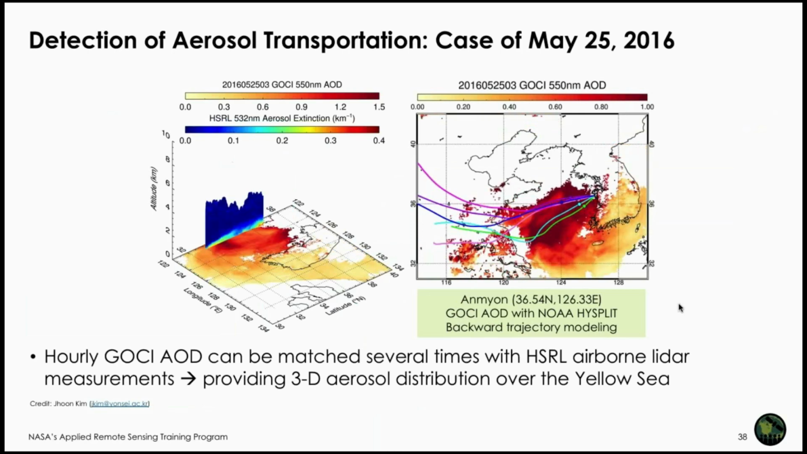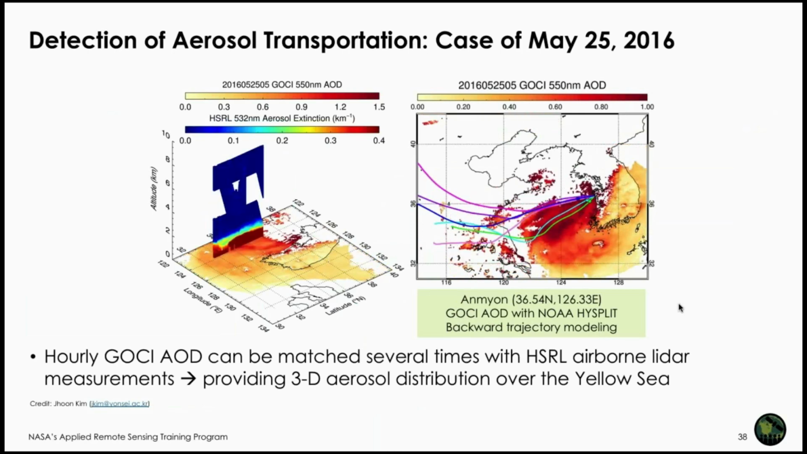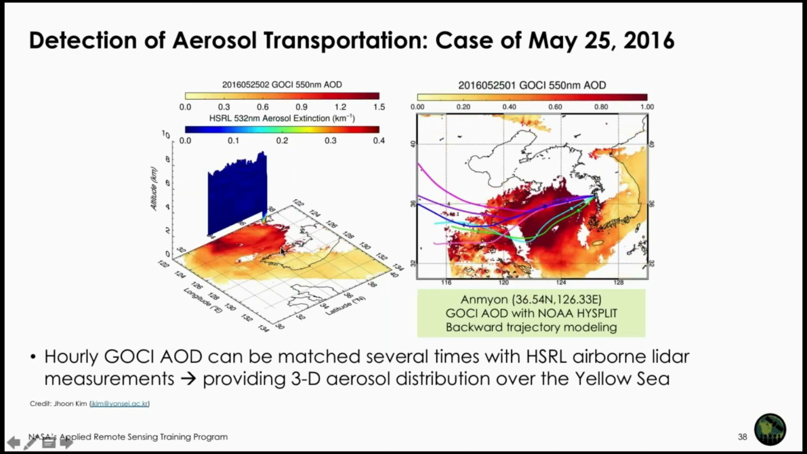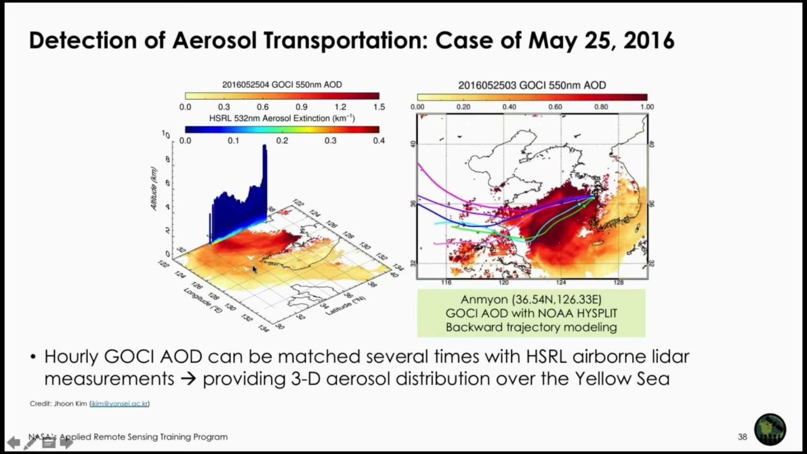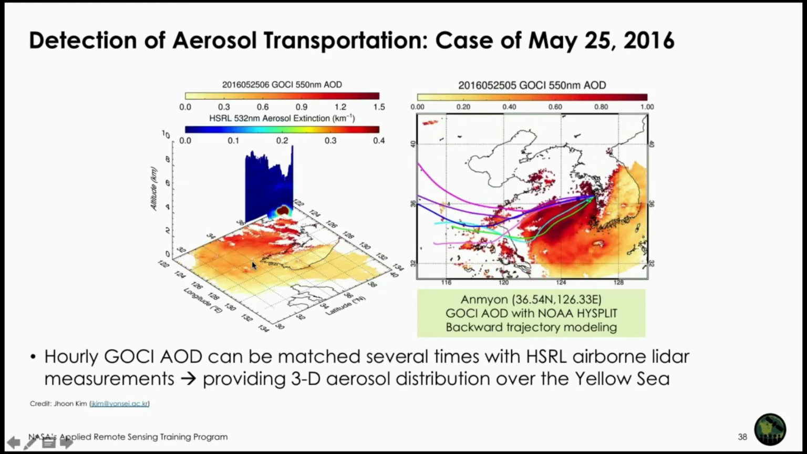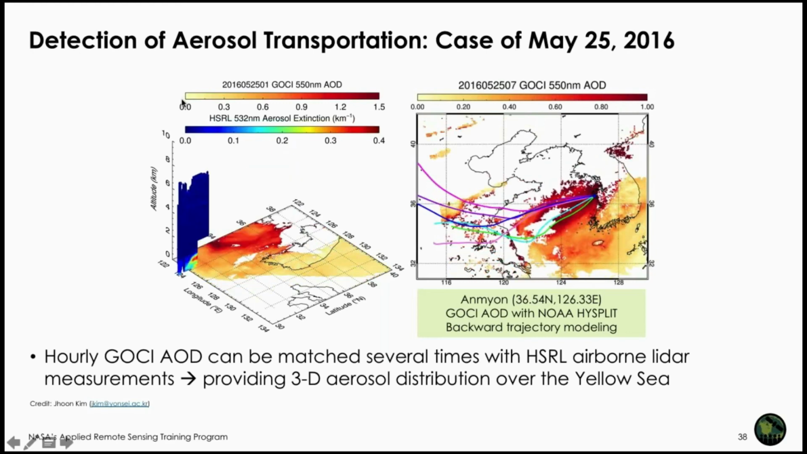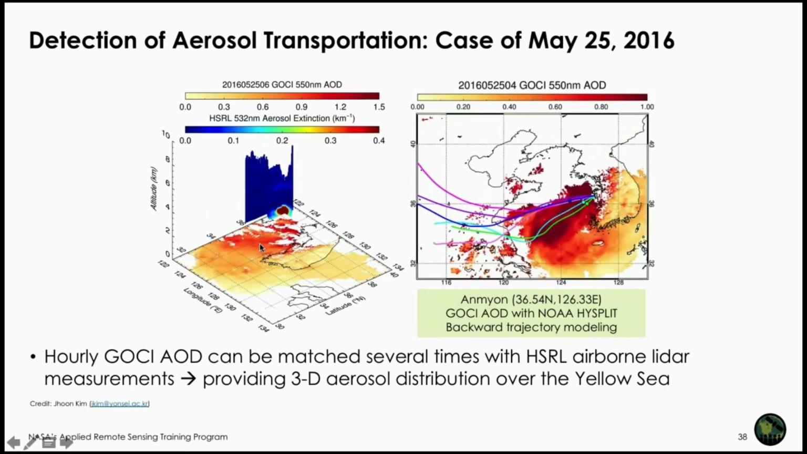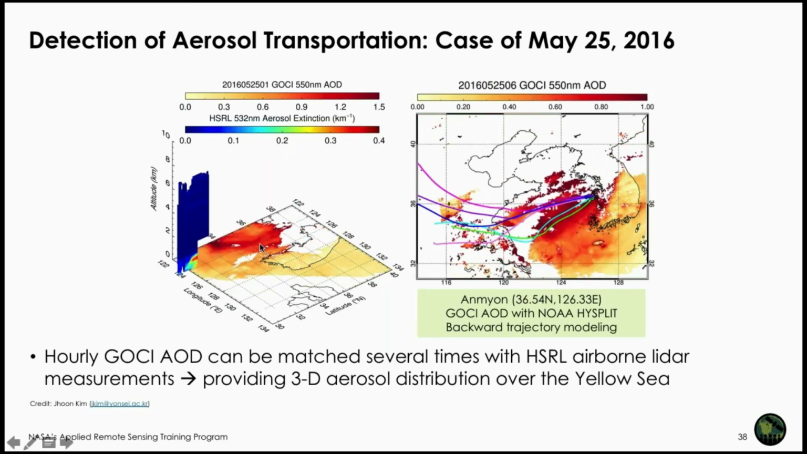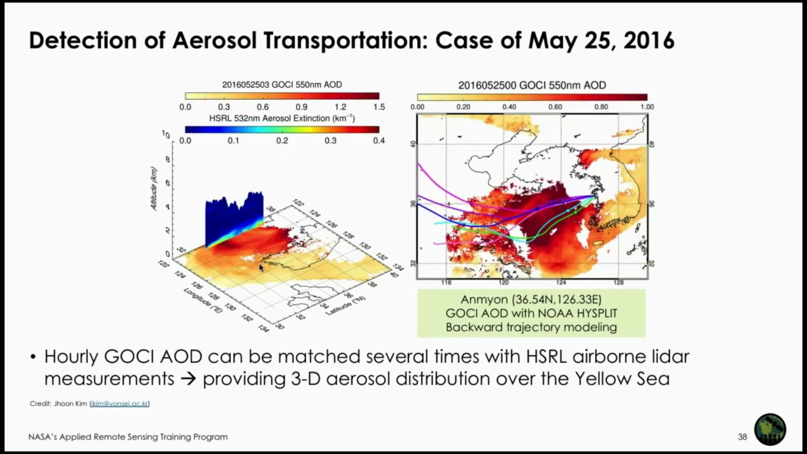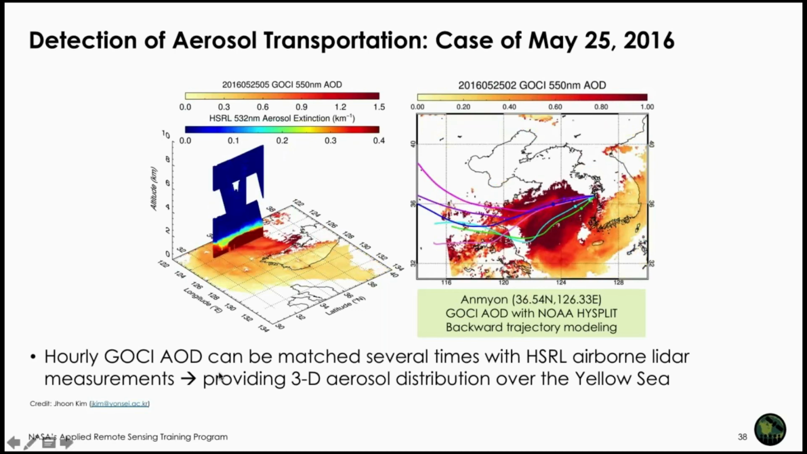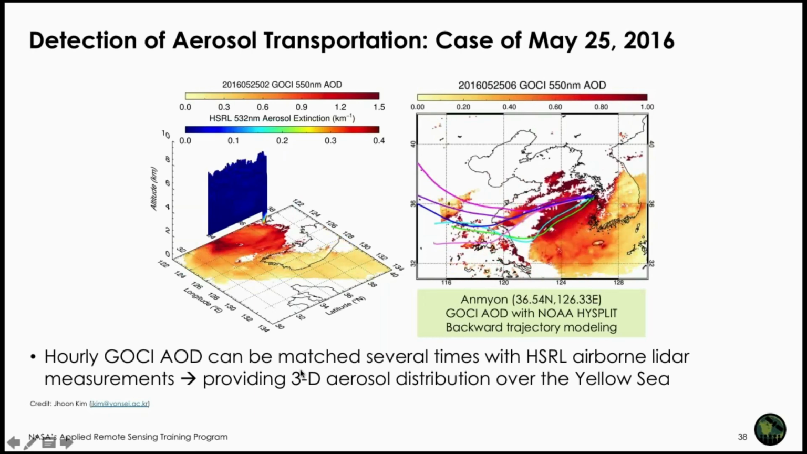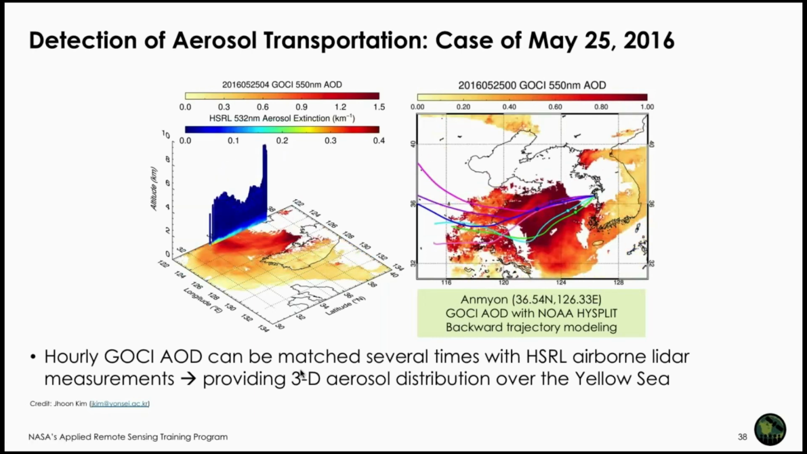This is one example from the KORUS-AQ campaign. The bottom distribution in the left figure is the GOCI AOD from 0.0 to 1.5. Red color means a very high AOD plume is transported from China to Korea. And this hourly GOCI AOD can be matched several times with the air quality campaign during a day.